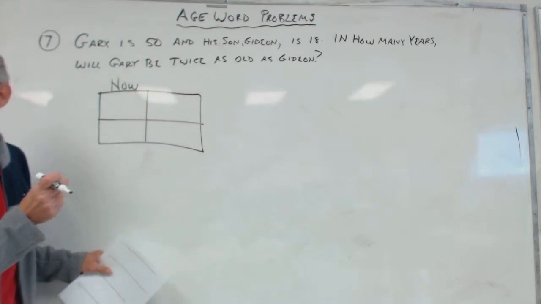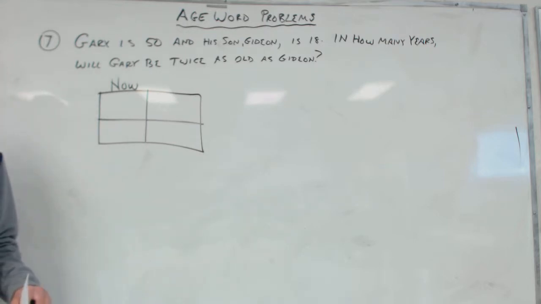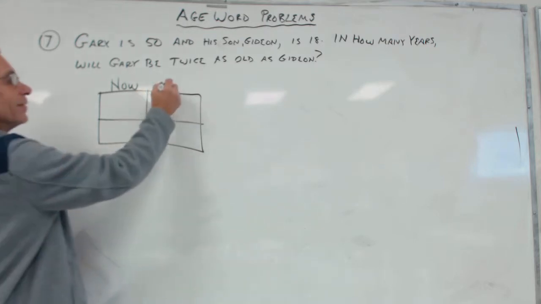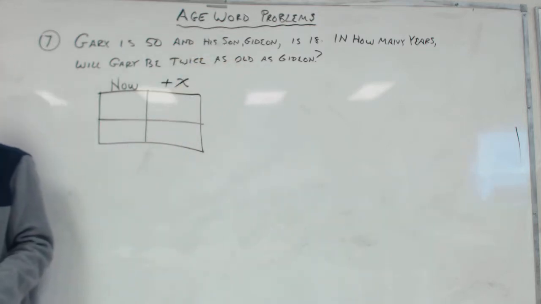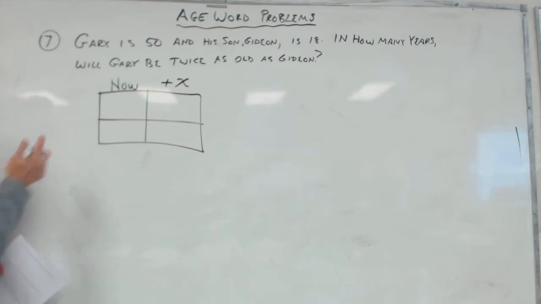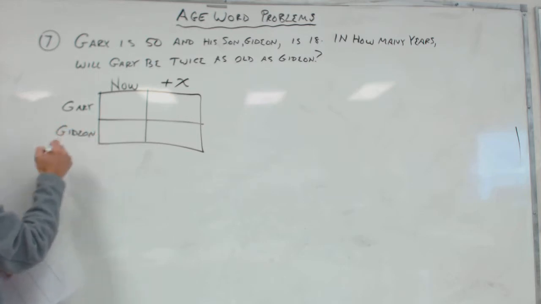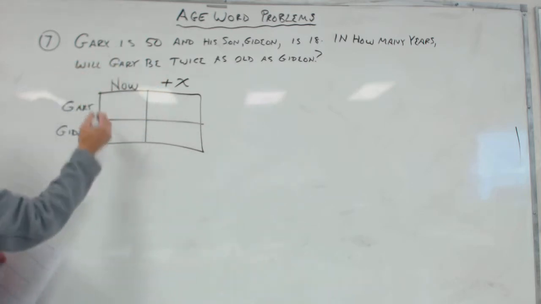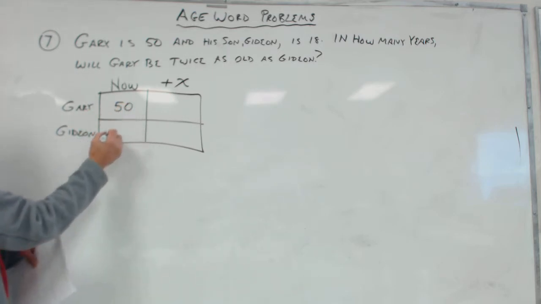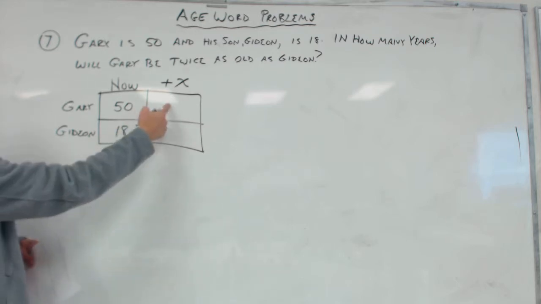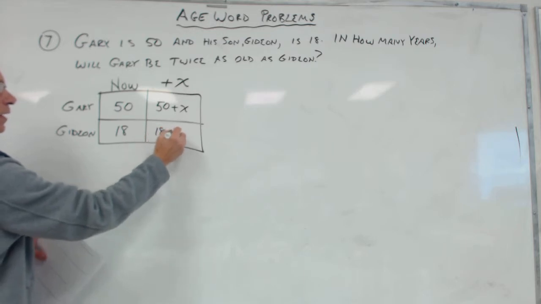In how many years? It doesn't say in 12 years. So if I don't know, what do I make it? X. And it's plus X, right? Because it's in the future. In how many years? That's plus X. So we've got Gary and Gideon. Gary is 50 right now, so I write 50, and Gideon is 18. And then what do I put here? 50 plus X and 18 plus X, right?